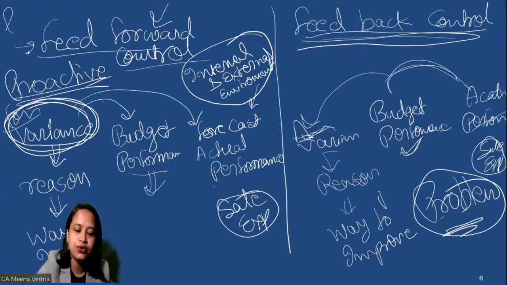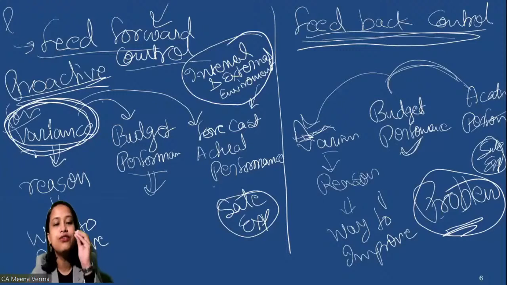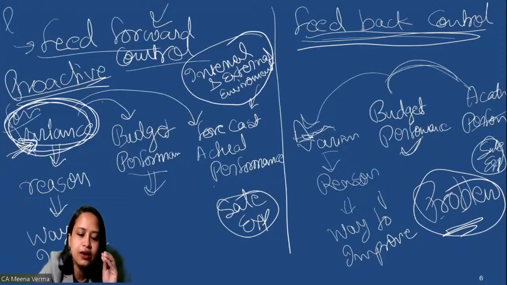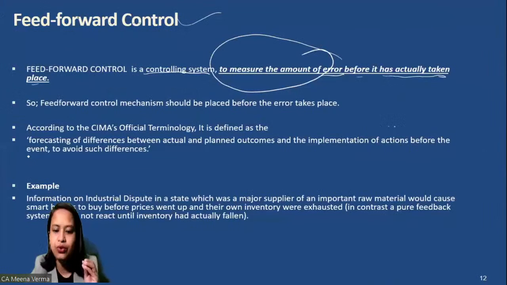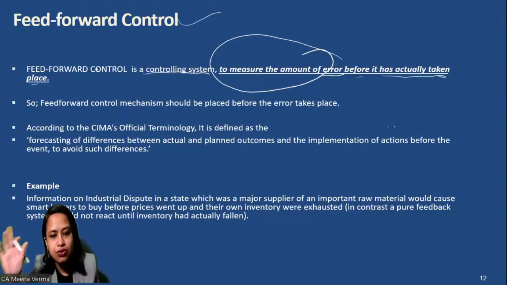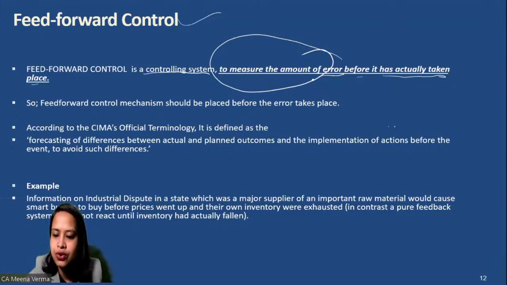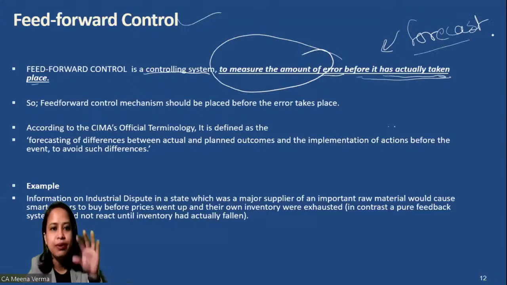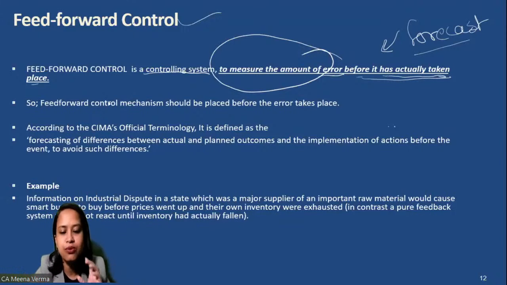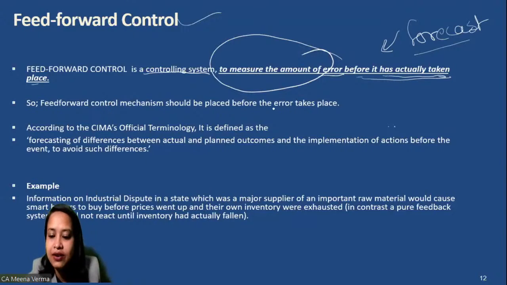In case of feed forward control, the variance, the error, the problem you consider here is a forecasted error, forecasted problem, forecasted variance. It is a controlling system to measure the amount of the error before it actually takes place. This has not actually taken place in the organization, but you are forecasting what error may arise. So the feed forward control mechanism should be placed before the error takes place.